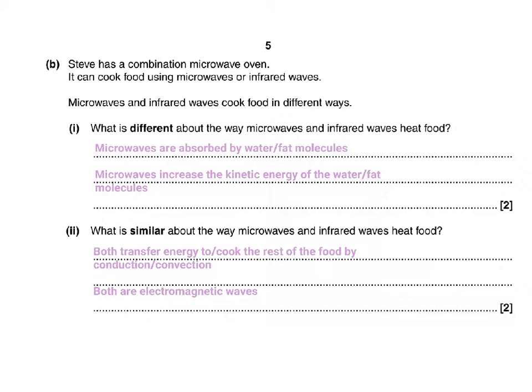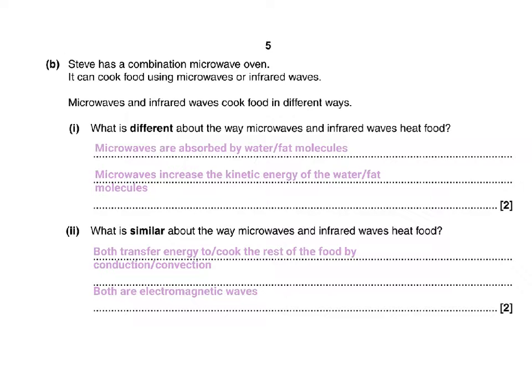So this is quite a tricky question to get 2 marks anyway. The key thing to realize is that microwaves are absorbed by water or fat molecules, whereas infrared waves are absorbed by the surface particles of the food. But to get the 2 marks, you had to mention how that affects the particles of the food. And it's all about absorbing that energy. So microwaves increase the kinetic energy of the water or fat molecules.